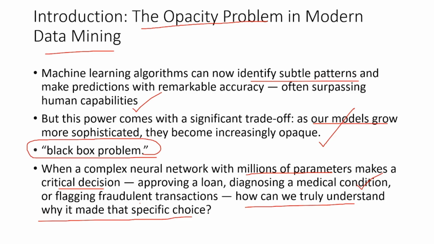If it's approving a loan, or saying this medical condition doesn't happen, or saying this particular transaction is fraudulent, how do we understand exactly why it made that specific choice? So this is the black box. This is the machine learning model. Why do we call it the black box?